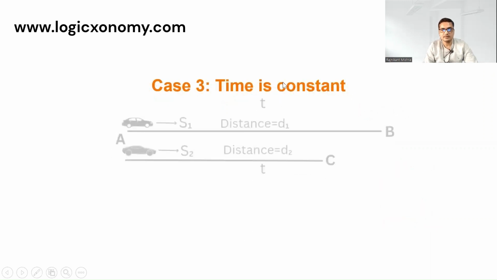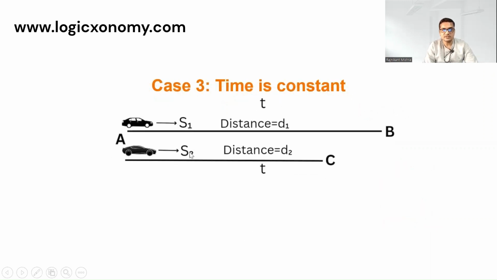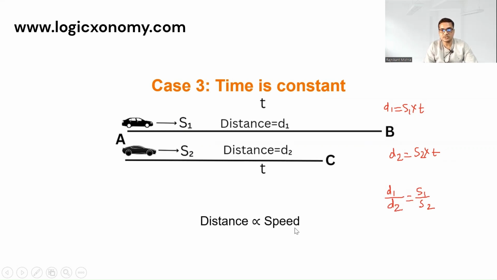In case 3, two persons with the speed s1 and s2 cover distance d1 and d2 in the same time t respectively. In this case, d1 can be written as s1 into t and d2 can be written as s2 into t. Now d1 by d2 is equal to s1 by s2. Or we can say distance is directly proportional to speed when time is constant.